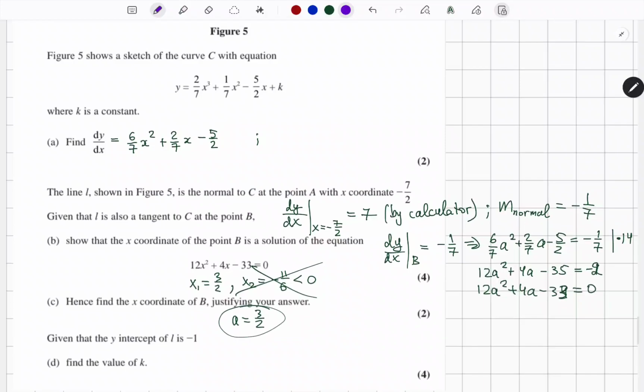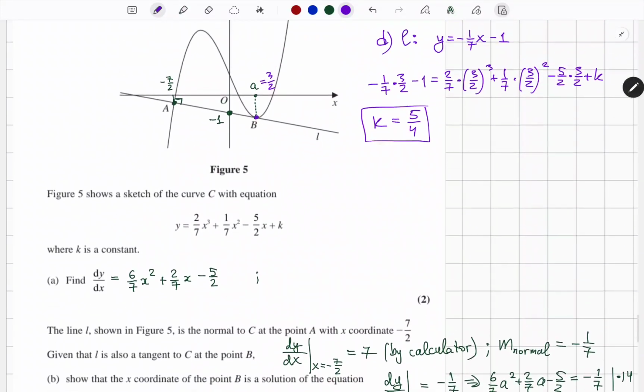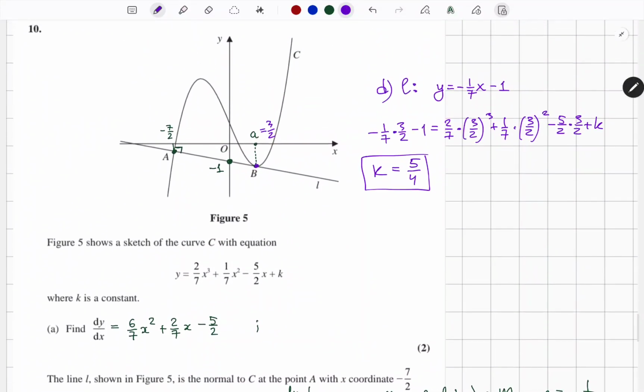So when you review the solutions, or when you see the solutions in the mark scheme or in videos like my video, pay attention to the key ideas. Look, B lies on L and on the curve at the same time. So L is simultaneously a normal and the tangent. So it says a lot about the derivatives at this point.